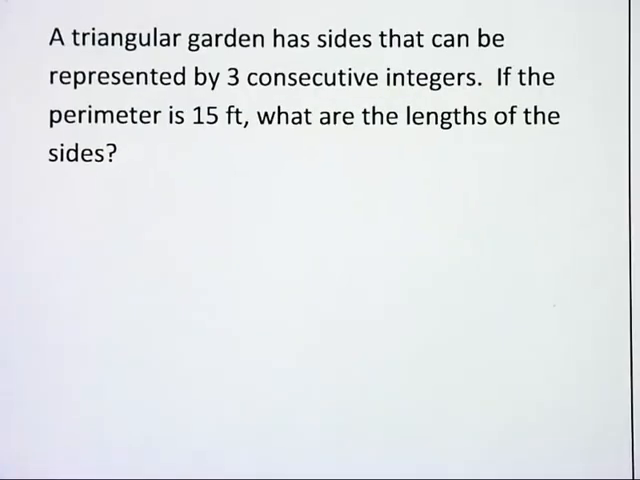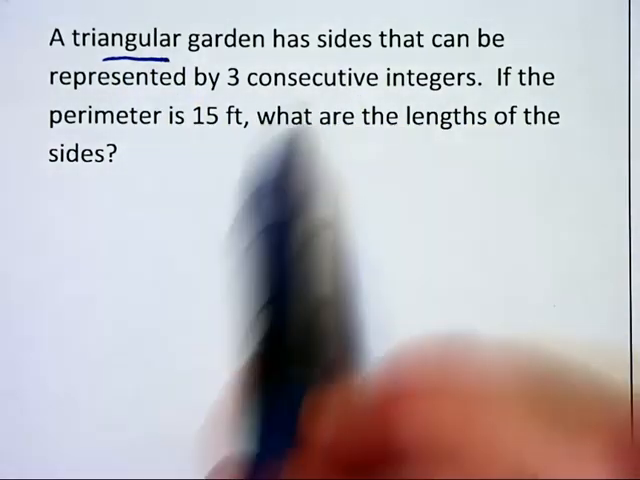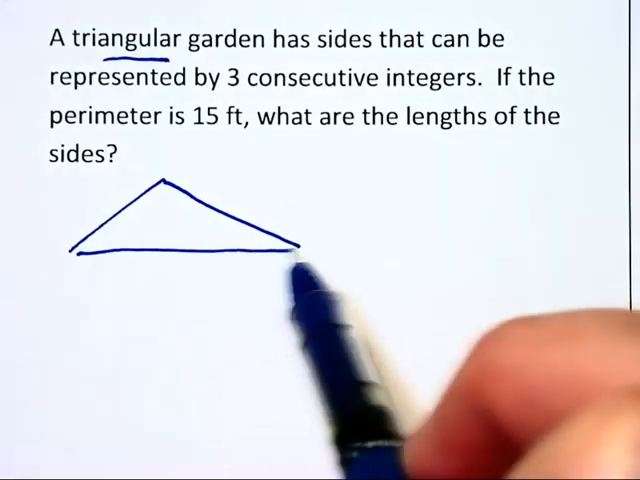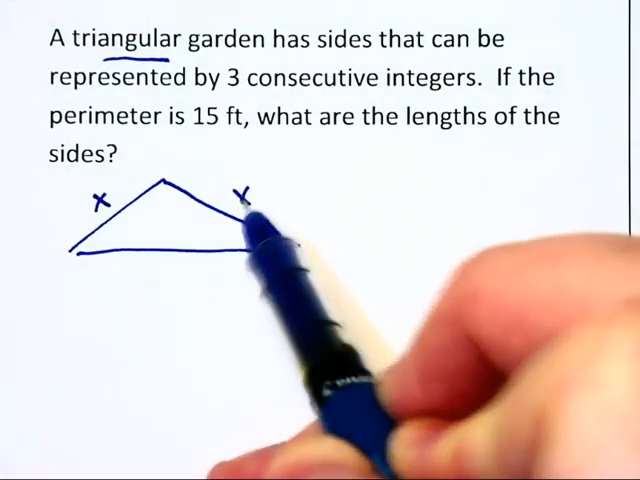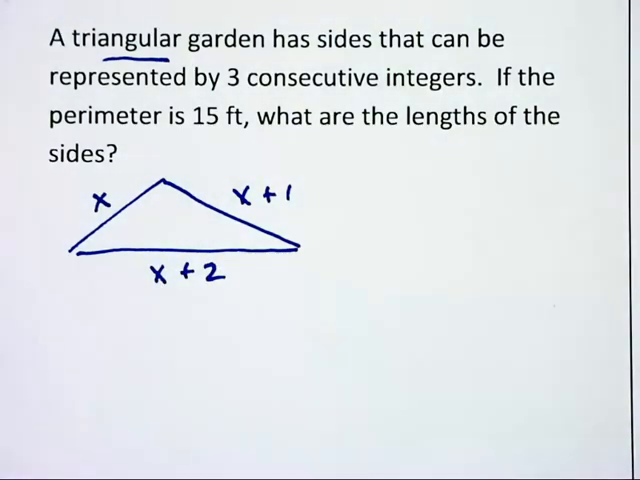In this next problem, we're dealing with a triangle, and we're representing the sides by 3 consecutive integers. So I'm going to draw a quick picture here. x, x plus 1, x plus 2. Those will be my 3 consecutive integers. If the perimeter is 15, find the lengths of the sides.